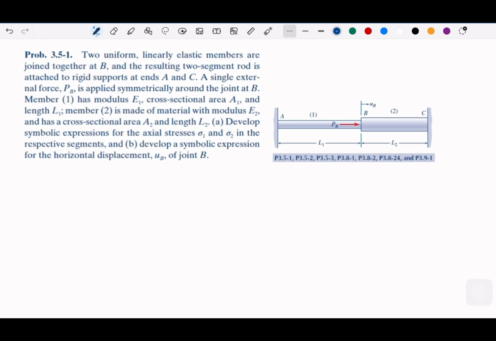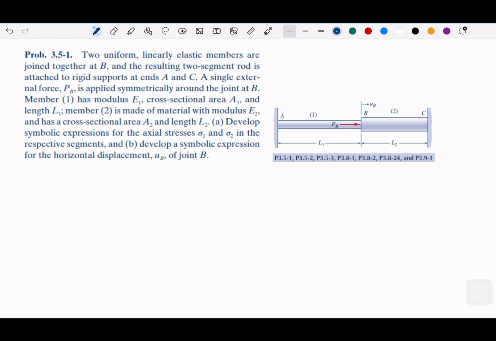Of course, maybe in the exam I will provide all the information, all the numbers. Okay, so the question is finding the axial stress and finding the displacement of joint B, or UB. Okay, you can see the picture.